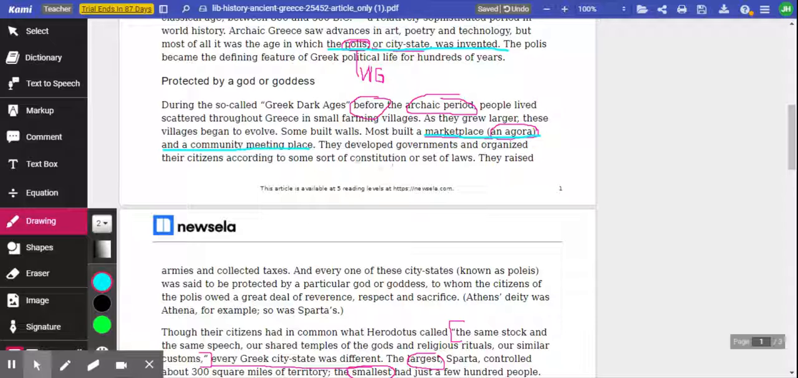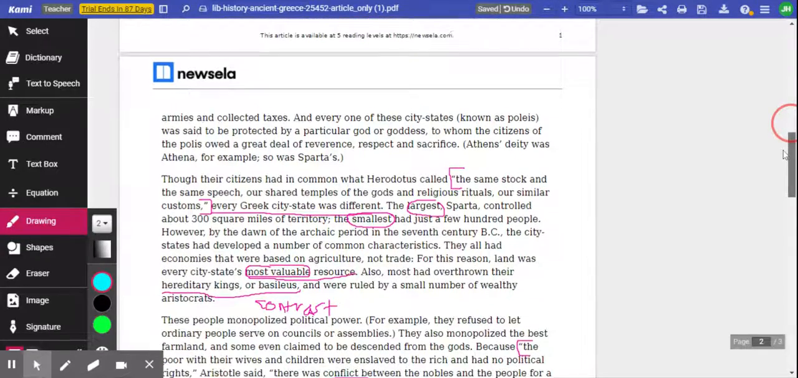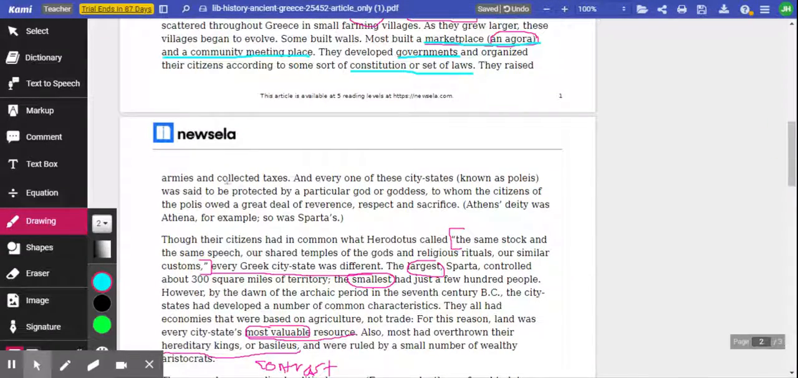So that's one. They also developed governments and organized their citizens. So governments, we definitely have governments today. And then organized their citizens according to some sort of constitution or set of laws. I mean, we have a constitution and we have a bunch of different laws that we have to follow, right? So these are all things that we still see in our world today. They raised armies and collected taxes. Again, these are things that we see today.